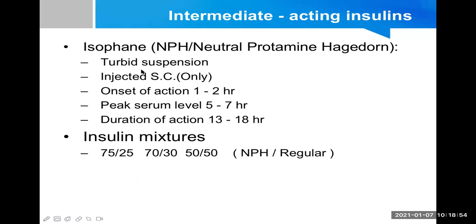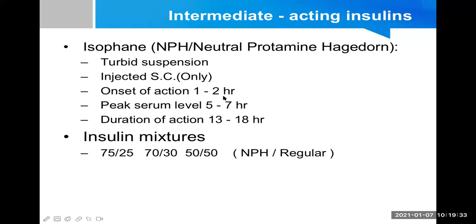Intermediate-acting insulin, an example is Isophane, okay? This Isophane is also known as NPH, or neutral protamine Hagedorn. Neutral protamine Hagedorn, NPH, is the full form. Now, this is a combination of insulin actually. Regular insulin is mixed with a zinc preparation, and then intermediate-acting insulin will be there. So this is a turbid type of suspension. It is injected only subcutaneously.